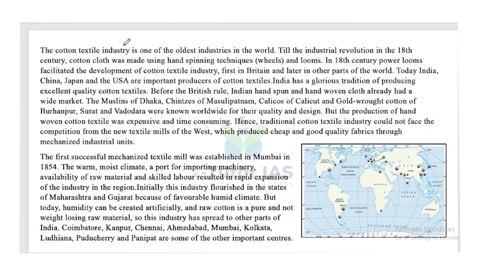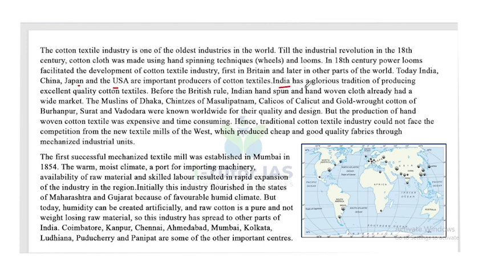The cotton textile industry is one of the oldest industries in the world. Till the Industrial Revolution in the 18th century, cotton cloth was made using hand spinning techniques, that is using wheels and looms. In the 18th century, power looms facilitated the development of the cotton textile industry, first in Britain and later in the other parts of the world. Today, India, China, Japan and the USA are important producers of cotton textiles. Okay, so the Industrial Revolution caused increasing production of the textile industry.